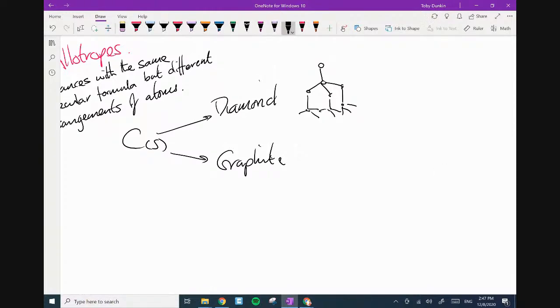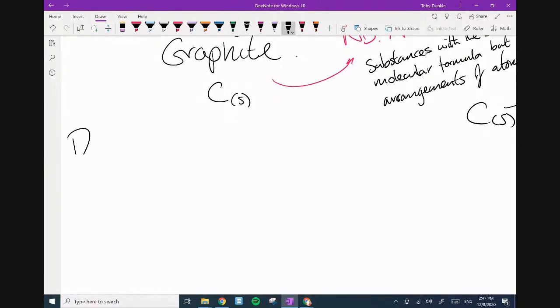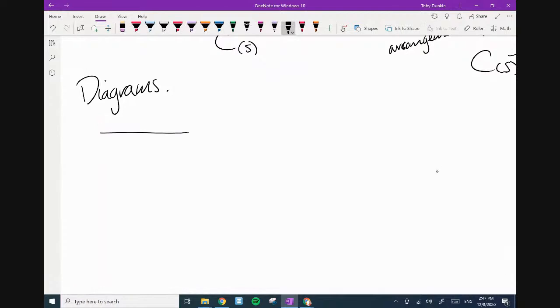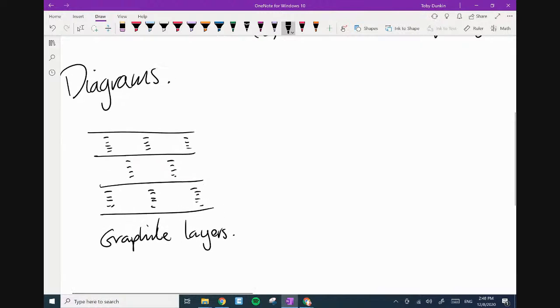Now, at this point, you need to understand the graphite diagrams. So we need to do diagrams. There are two for graphite. So the first one is this. Graphite forms in layers. So these are graphite layers.